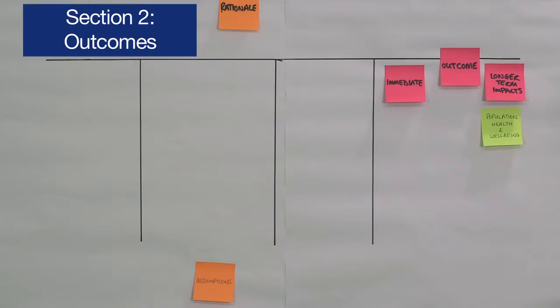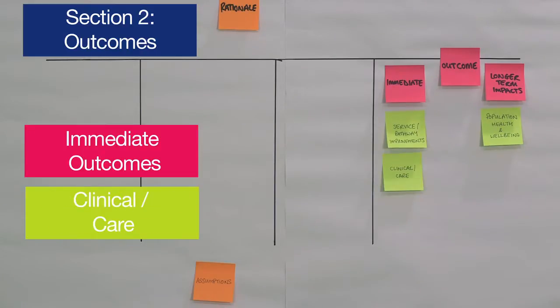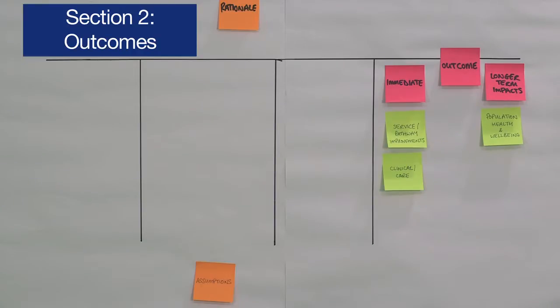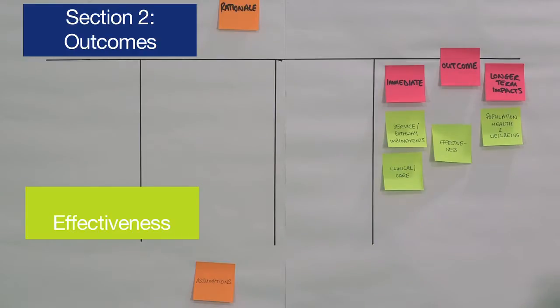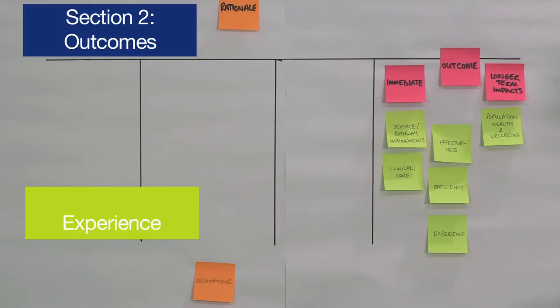So for example, you might immediately be working to make improvements in services or pathways, and similarly in clinical or care processes, targets and outcomes. And as those come to fruition, you'd be expecting to see changes in the effectiveness and the efficiency of the way the care is being delivered. And in the medium to longer term, seeing changes in the way that care is experienced, which could be by the users, carers, or the people working in the services themselves.